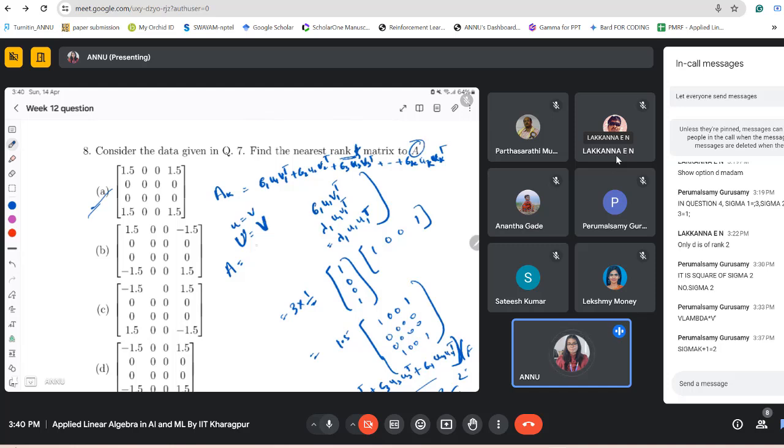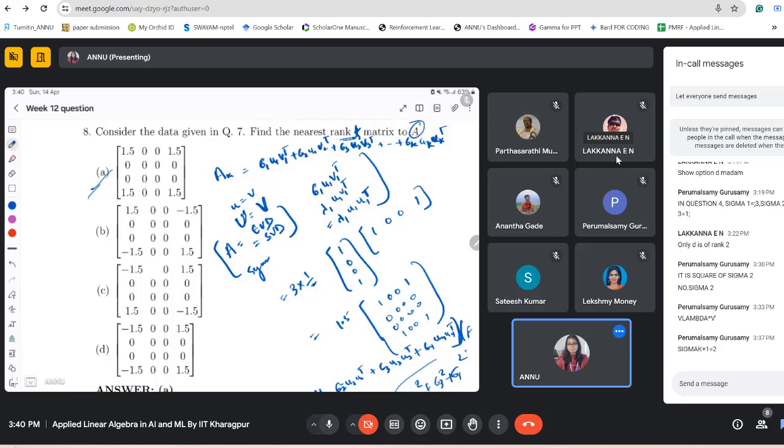If you remember, the singular value decomposition states that any rectangular matrix, not square, can be written in terms of U sigma V transpose, where the vectors of U are the eigenvectors of A A transpose, and V are the eigenvectors of A transpose A. So this is the approximation formula you need to remember. And using the approximation only, we have found the Frobenius distance and everything.